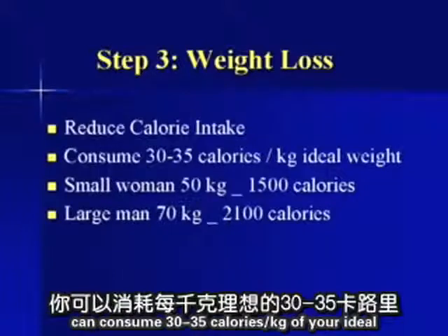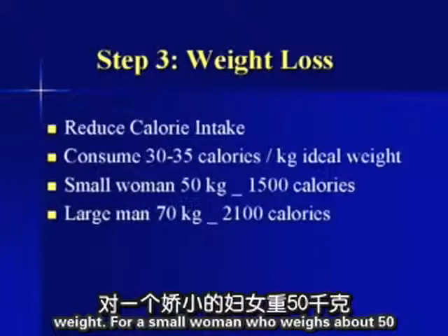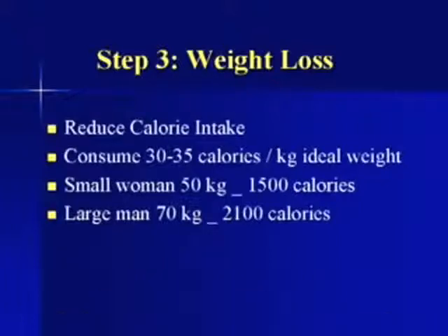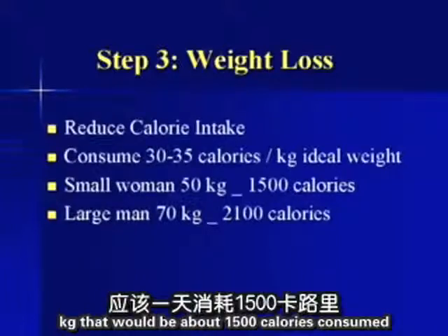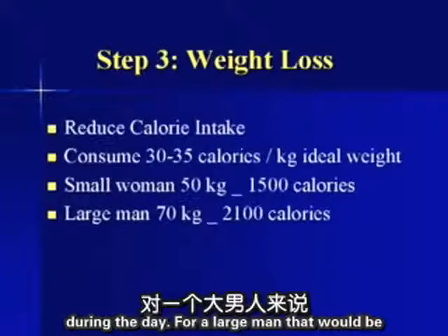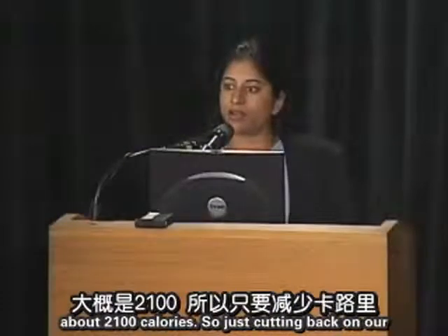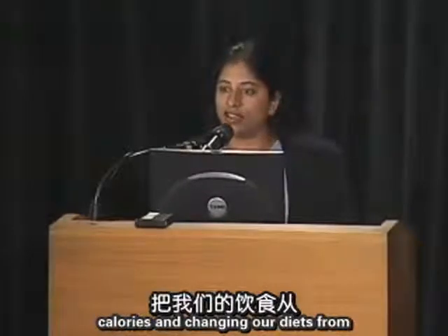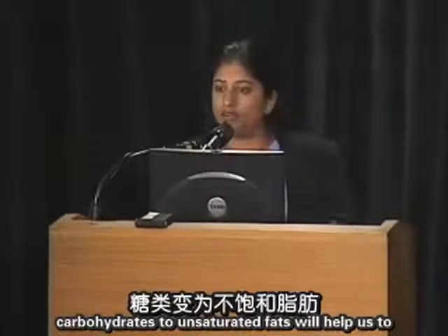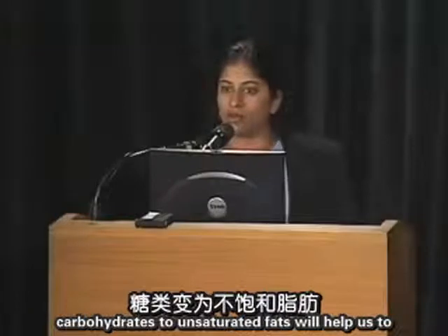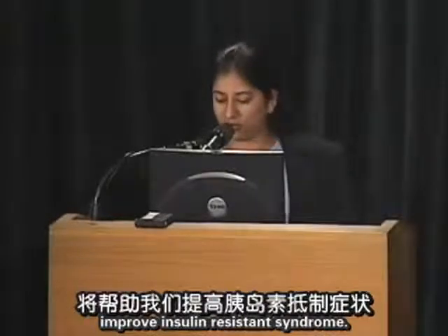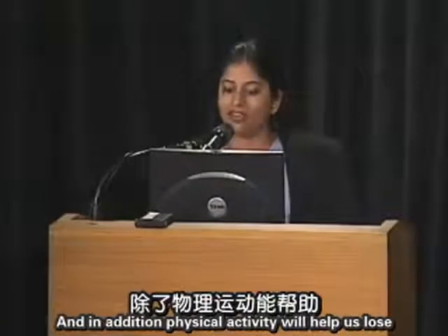You can consume about 30 to 35 calories per kilogram of your ideal body weight. For a small woman who weighs about 50 kilograms, that would be about 1,500 calories to consume during the day. And for a large man, that would be about 2,100 calories. So just cutting back on our calories and changing our diet from carbohydrates to unsaturated fats will help us to improve insulin-resistant syndrome.